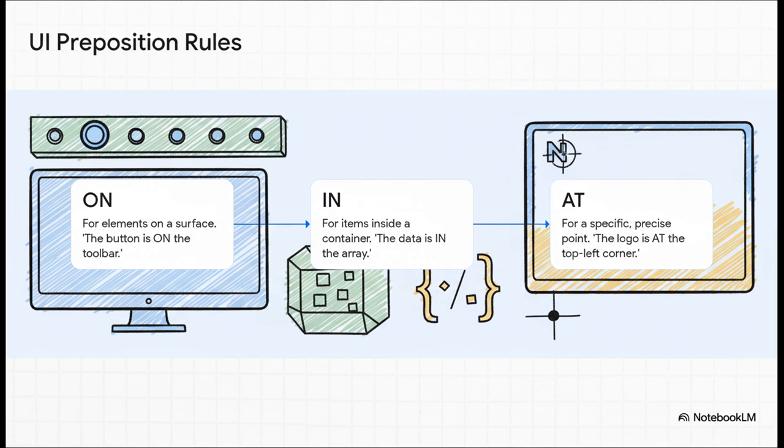First, use "on" when you're talking about a surface. A button is on the toolbar. Text is on the page. Second, use "in" when something is inside a container. The user's name is in the input field. The data is in the database. And finally, use "at" for a very specific point. The icon is at the top right corner. Nail these 3 and you'll eliminate so much confusion.